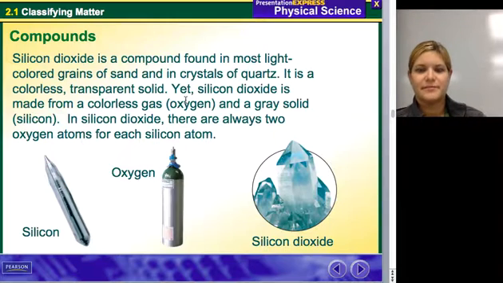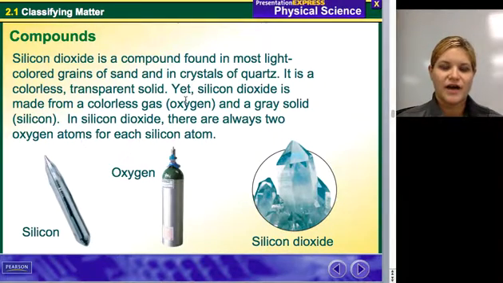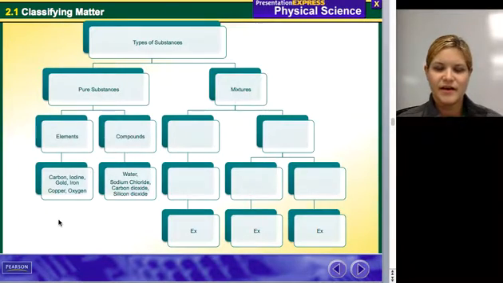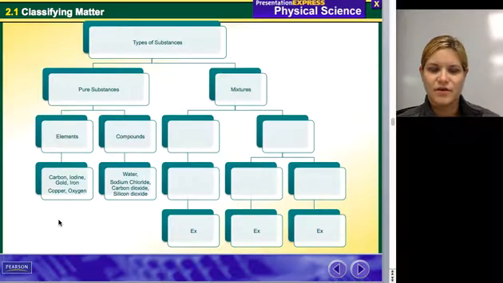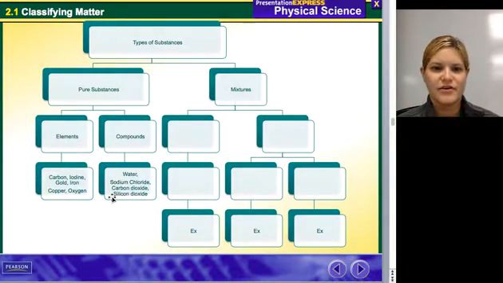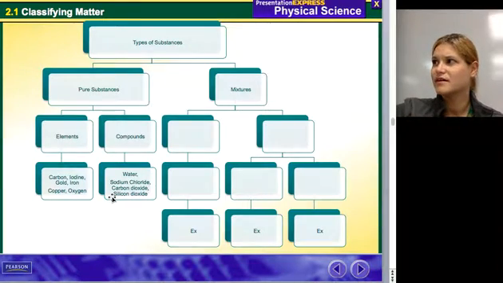So here's one more example of a compound. We've got silicon, which is a metalloid, meaning that it has both metal and nonmetal properties, and then oxygen. And when you put them together, you get this crystal, silicon dioxide. Okay, so now let's go ahead and add in our examples of compounds. So I put water, sodium chloride, carbon dioxide, and silicon dioxide. There's others. You might put sugar as an example. It has a lot of different elements in it.